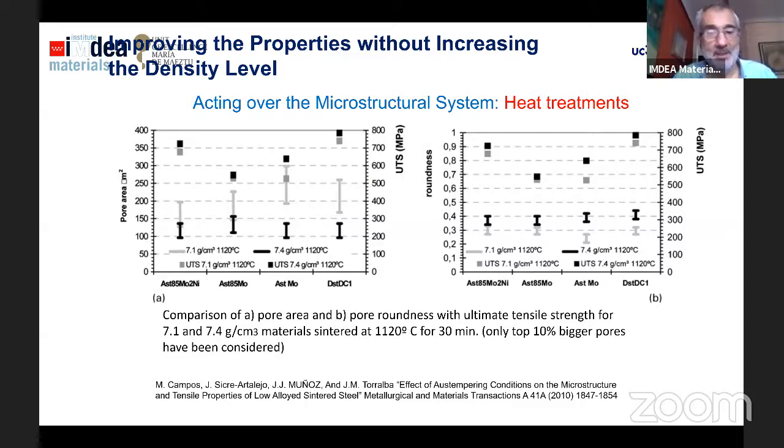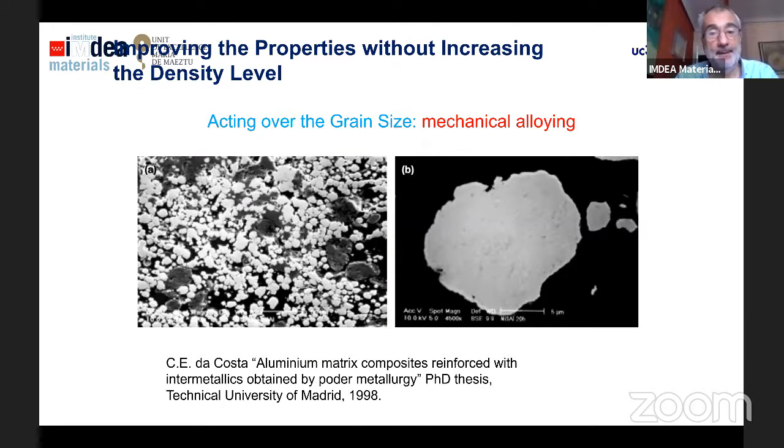We can act over the microstructural system. How are we mentioning that? We can modify the microstructure not only through the heat treatments. Heat treatments can modify the microstructure, but the microstructure in PM materials is composed of 2 different families of things. One is the microstructure itself. The conventional heat treatments act on the microstructure itself, but in PM materials, we also have porosity. And through the heat treatment, we can modify the roughness, for instance, of the porosity. And modifying the roughness of the porosity, we will also improve the properties without moving the density level. Another way is we can increase the properties without increasing the density level, acting over the grain size.